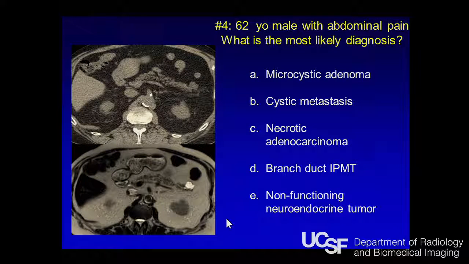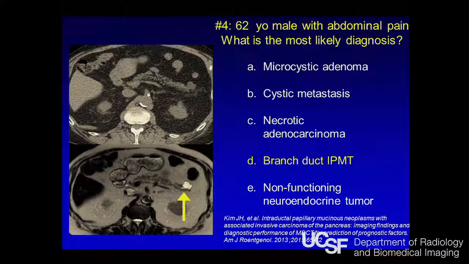Next case is a 62-year-old male with abdominal pain. And what is the most likely diagnosis? All right, this tests your short-term memory. So this is going to be branch duct IPMT. And again, you can see very nicely the connection to the duct right here.